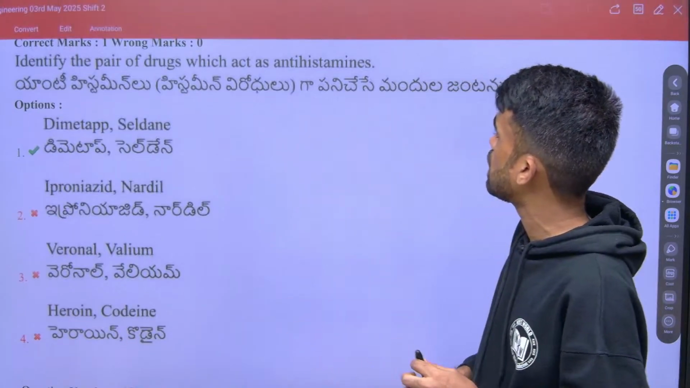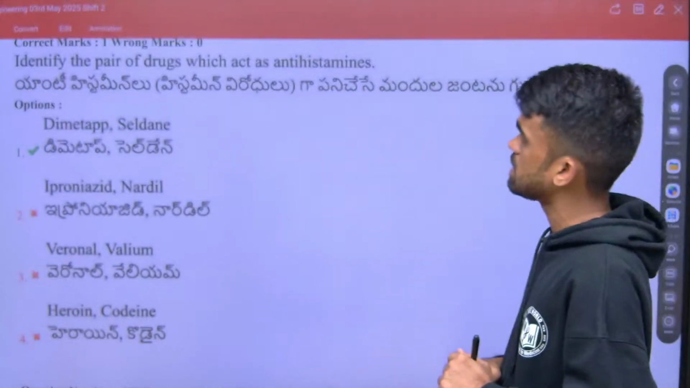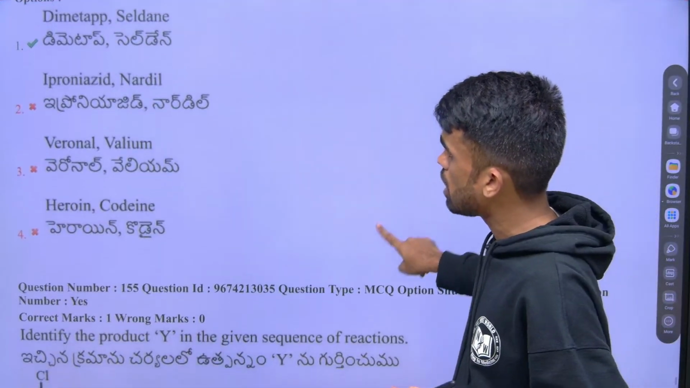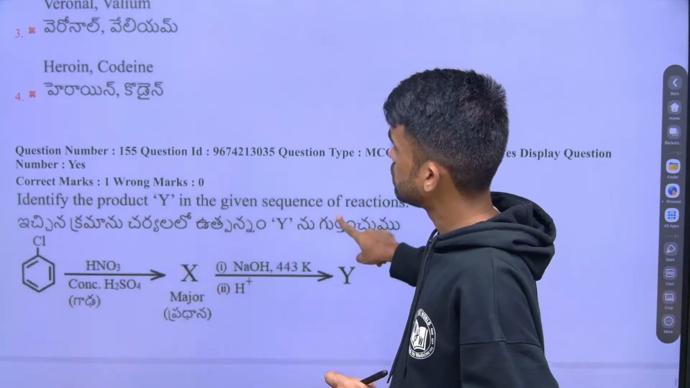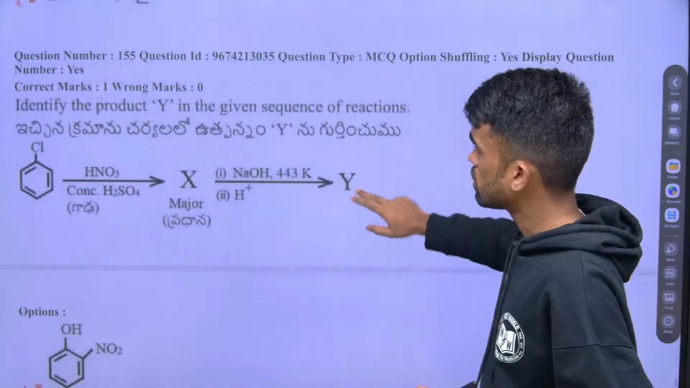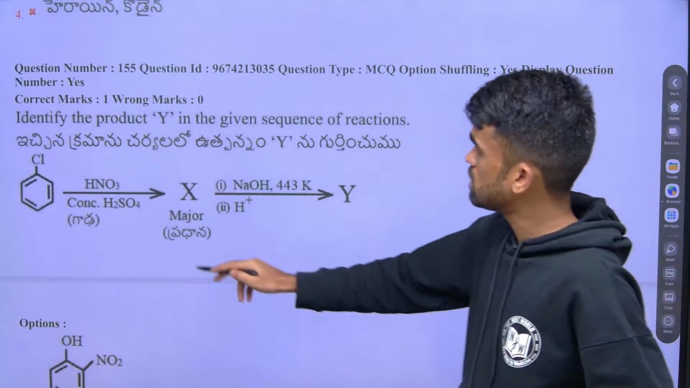Question 154: identify the pair of drugs that act as antihistamines. So dimetapine, Seldane. What about heroin and codeine? All these are narcotic drugs. They are asking about antihistamines, so dimetapine only. Next, chlorination of this compound, what happens?